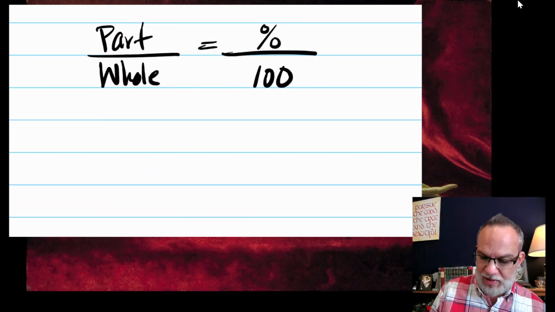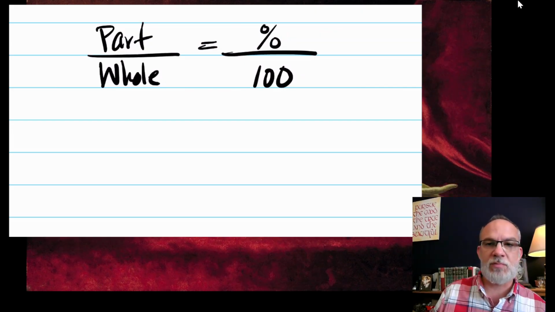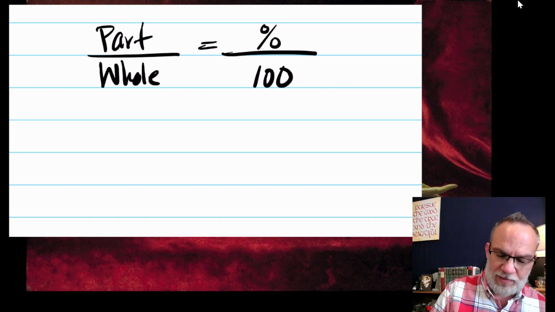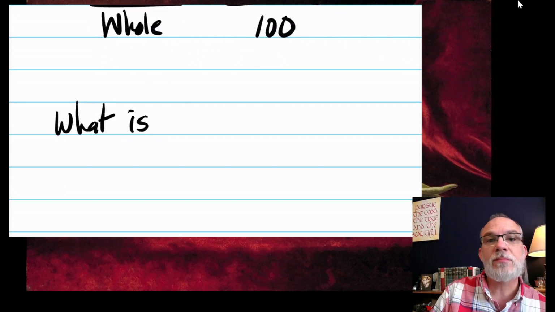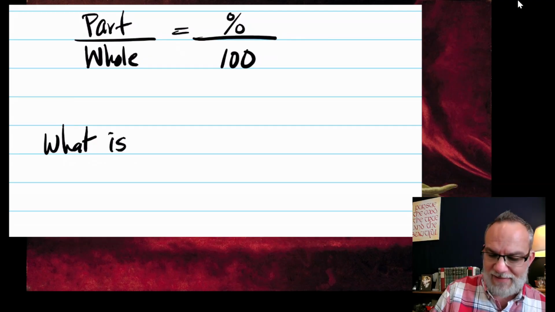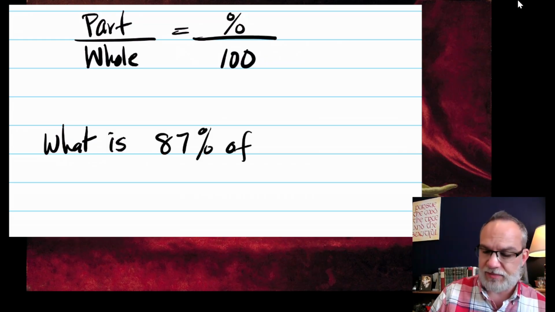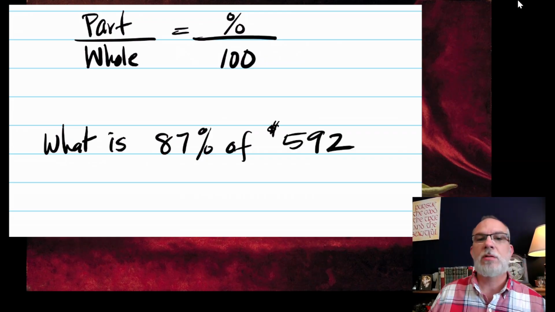So I'm going to give you another question now. You interpret it properly into a proportion, and then pause the video and solve it, and we'll check back. Here's a classic one. What is 87% of $592?